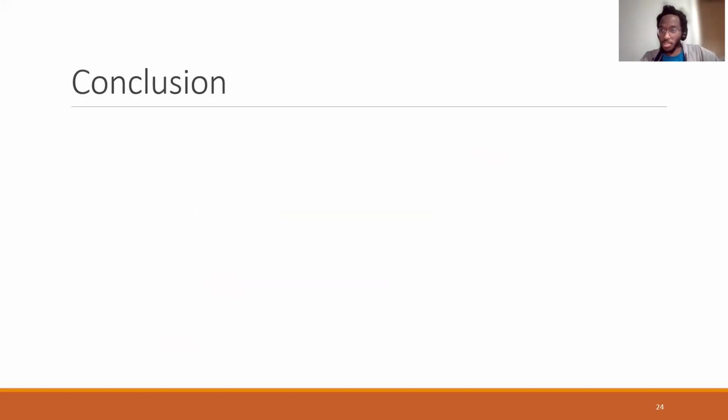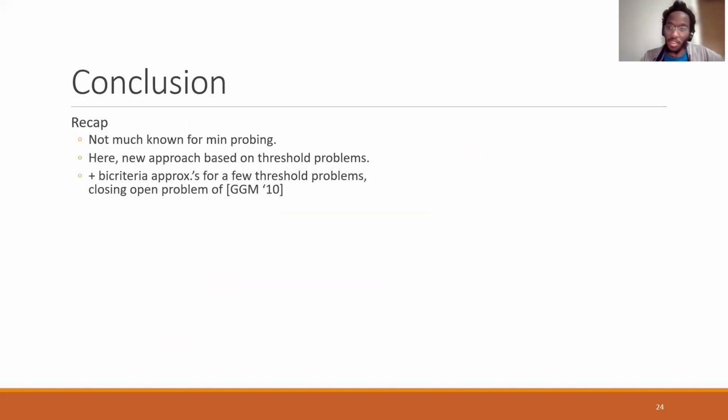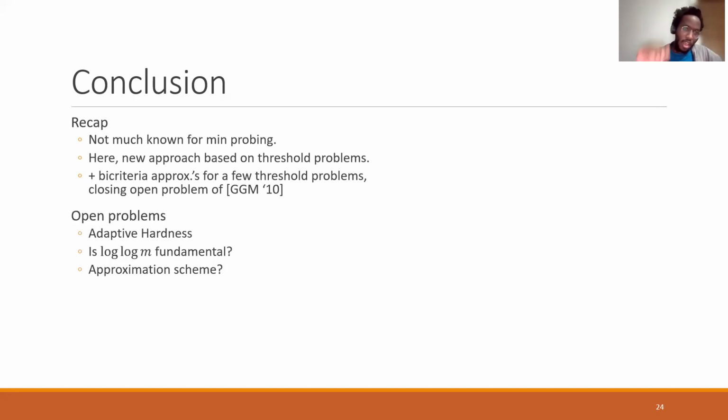So just as a conclusion, first let me recap. In the beginning, there's not much known for minimization probing problems, but in this work, we give a new approach based on what we call threshold problems, which are adaptive probability minimization problems. We also give bi-criteria approximations for a few threshold problems, which, when combined with this new approach, close an open problem of Goel, Gupta, and Munagala from how to probe for an extreme value, right?